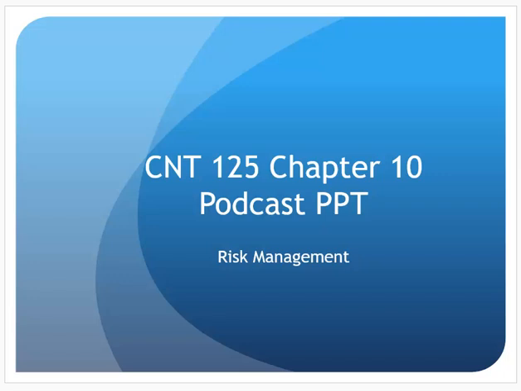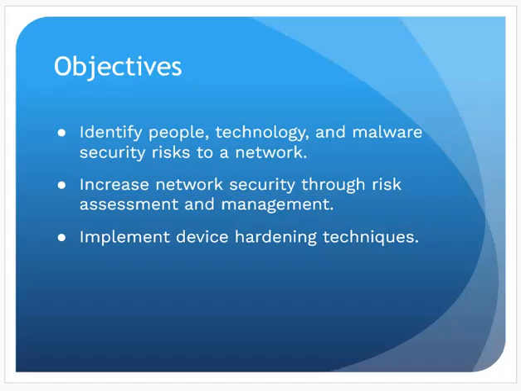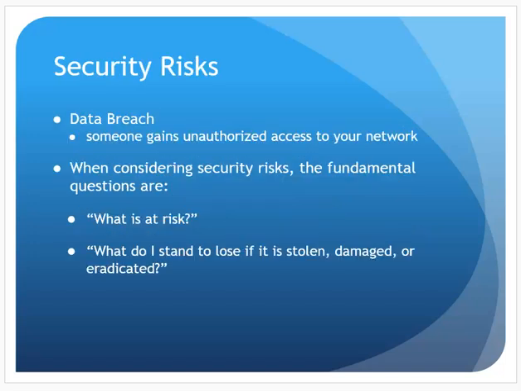All right, CNT125, we're looking at Chapter 10 on risk management. So we're going to look at some different security risks to a network, how we increase some network security, and things we can do to implement device hardening techniques. And as we get to our lab this week, we'll be putting into use some of the techniques we've learned in Chapter 9 as well as Chapter 10, and we will continue some of our security lab tasks in Chapter 11 as well. All right, so let's dig in here.